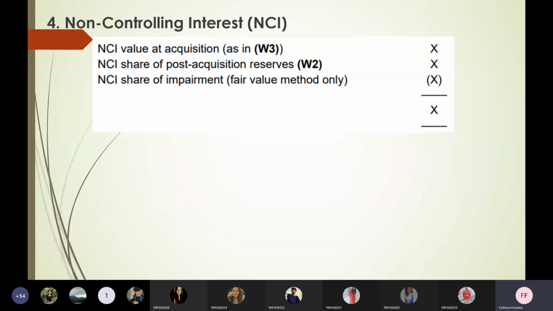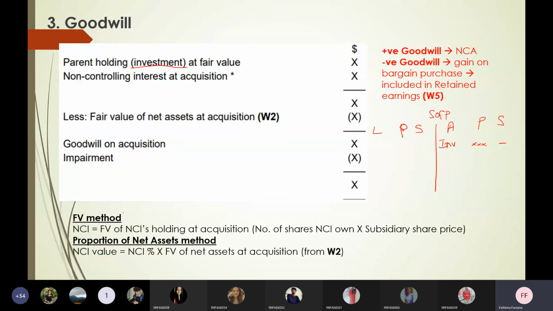This working, okay? We'll be doing some workings here. So for this non-controlling interest, we have two methods, that is fair value and proportion of net asset method. Any one method we'll be following. Method one is fair value of non-controlling interest holding at acquisition.